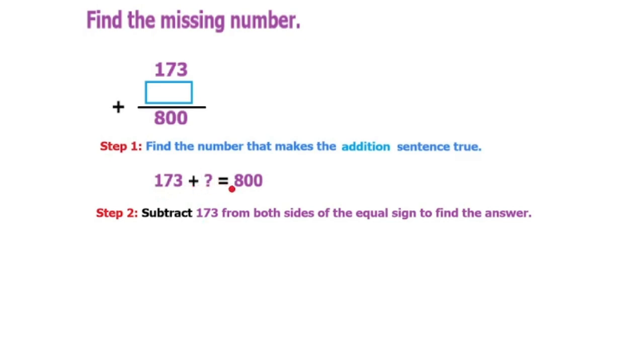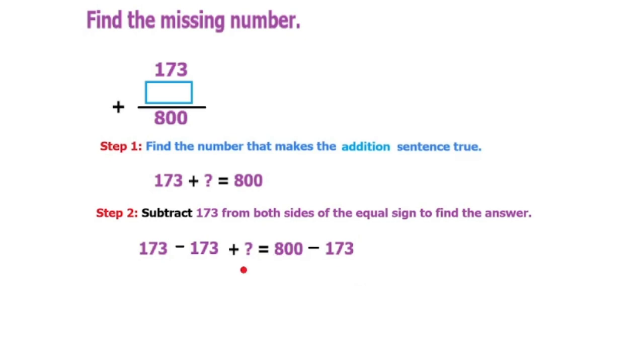173 plus question mark equals 800. Okay, question mark is what we're trying to find. Step 2, subtract 173 from both sides of the equation's equal sign to find the answer. So I'm going to subtract 173 from here, and I'm going to subtract 173 from here. And it's going to look like this, right? 173 minus 173 plus question mark equals 800 minus 173.